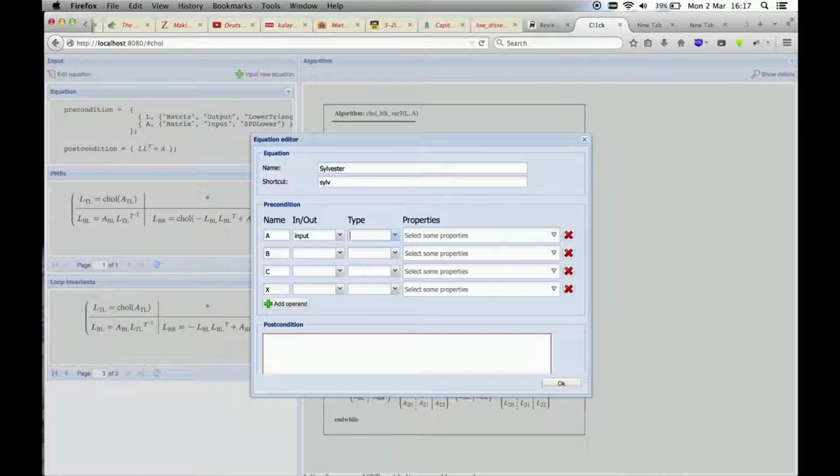So A is, let's say, lower triangular, B is also lower triangular, C is just a general matrix, and X is the output matrix. The Sylvester equation is defined like this: AX plus XB equals C. Once again, this is all the knowledge that is necessary to specify the equation, and it's all the knowledge that the symbolic system takes as input.